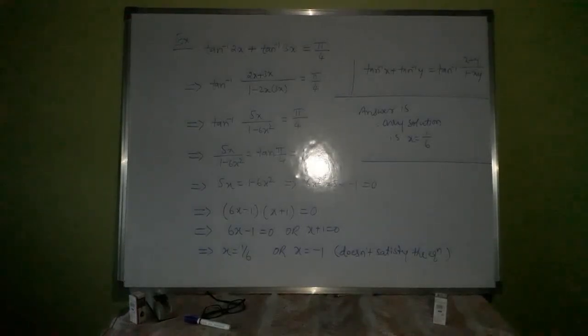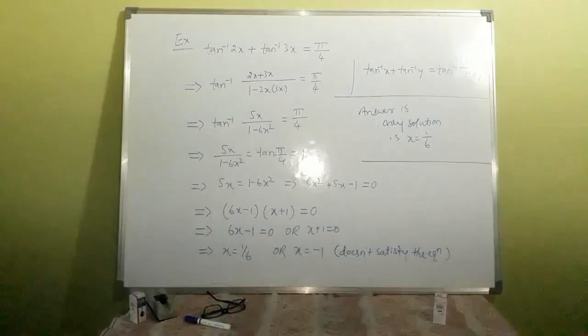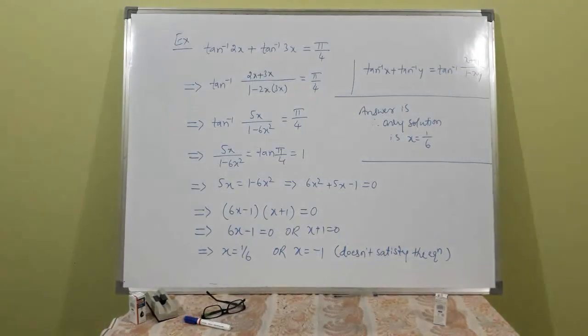But minus 1 does not satisfy the given equation, isn't it? Tan inverse of minus 2 plus tan inverse of minus 3 is not equal to pi by 4. So x is equal to 1 by 6 is the only solution.